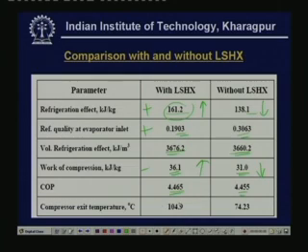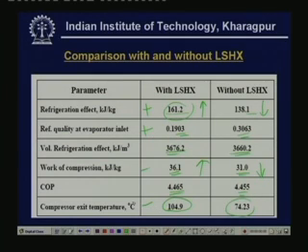Okay. And however, one significant difference between the system with liquid suction heat exchanger and without liquid suction heat exchanger is in the discharge temperature. Okay. You can see that with liquid suction heat exchanger discharge temperature is about 105 degree centigrade, whereas without liquid suction heat exchanger it is about 74 degree centigrade. That means almost more than 30 degrees increase. Okay. So, this is definitely a negative point as far as the liquid suction heat exchanger is concerned.